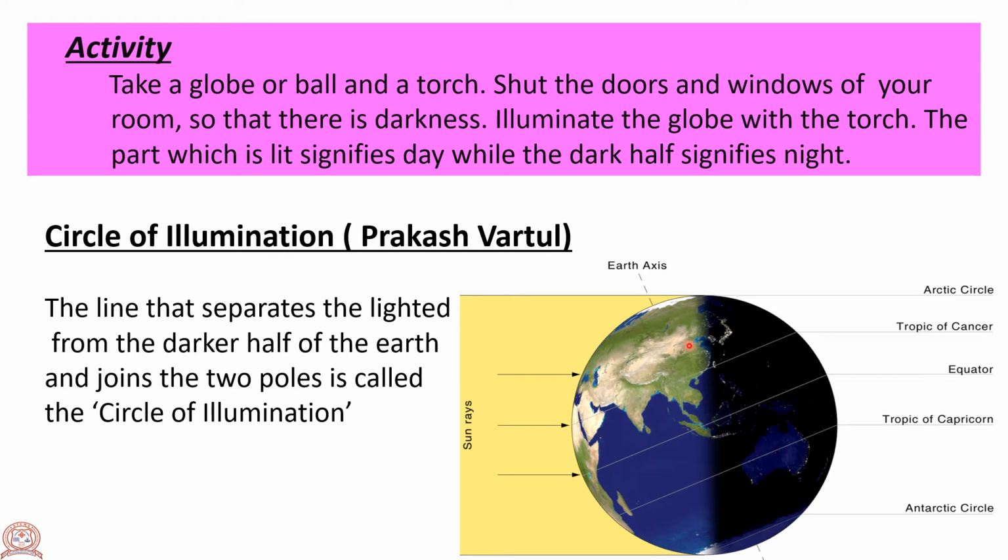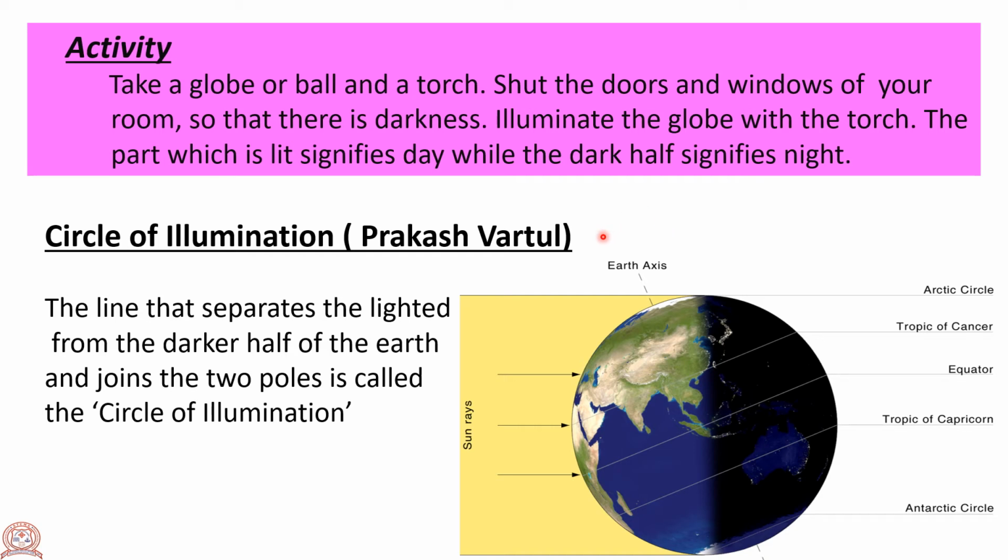One activity for you, please do it in your home. That is, take a globe or bowl and a torch. Shut the doors and windows of your room so that there is darkness. Illuminate the globe with the torch. The part which is lit signifies day, while the dark half signifies night. Do this activity.